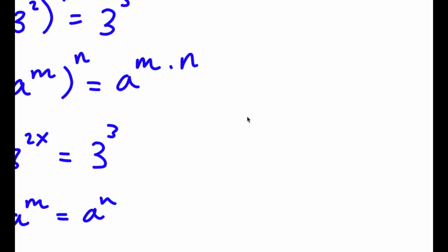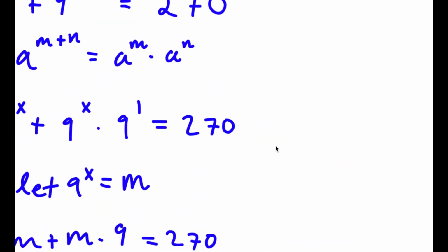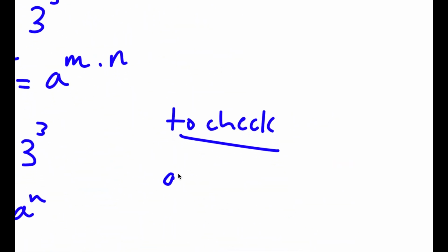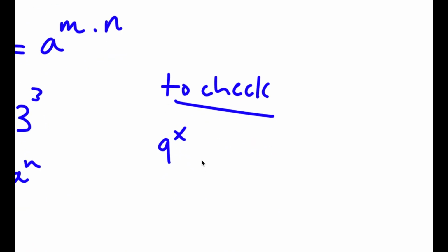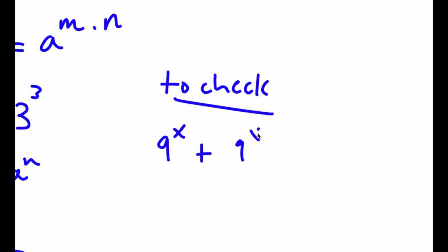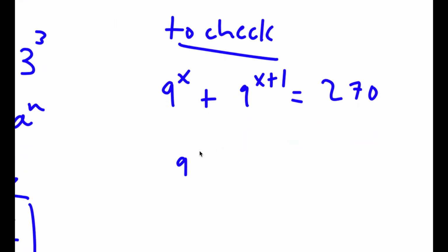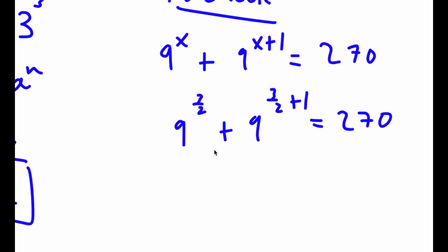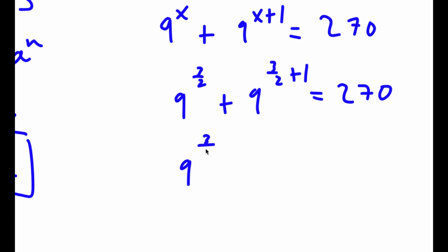Now to check, I had 9 to the power of x plus 9 to the power of x plus 1 is equal to 270. So x is 3 over 2, so I have 9 to the power of 3 over 2 plus 9 to the power of 3 over 2 plus 1 is equal to 270. And this is the same thing as 9 to the power of 3 over 2 plus 9 to the power of 5 over 2 is equal to 270.